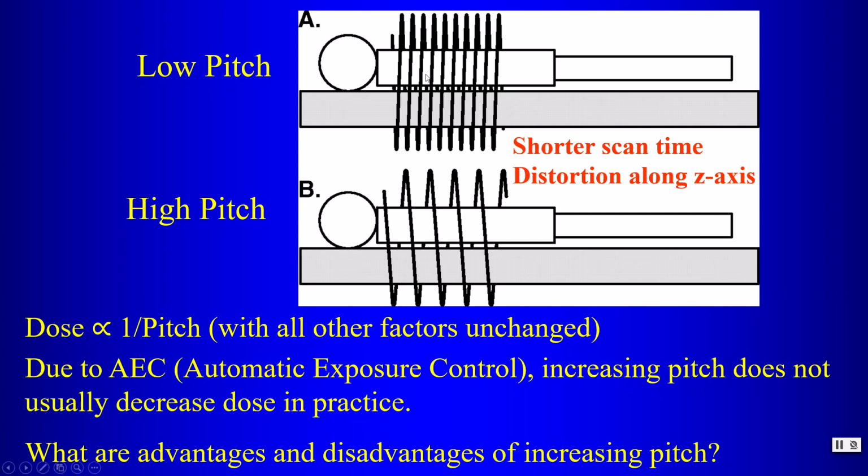The advantage to low pitch is redundant data, especially if you're doing a cardiac CT. If you're doing a cardiac CT helically, those are usually done with low pitch. There you get some redundant data, so if there's an irregular heartbeat, you might have enough data to overcome that irregular heartbeat. But again, assuming everything else stays the same and not accounting for automatic exposure control, the higher pitch will give you lower dose than the lower pitch scan.